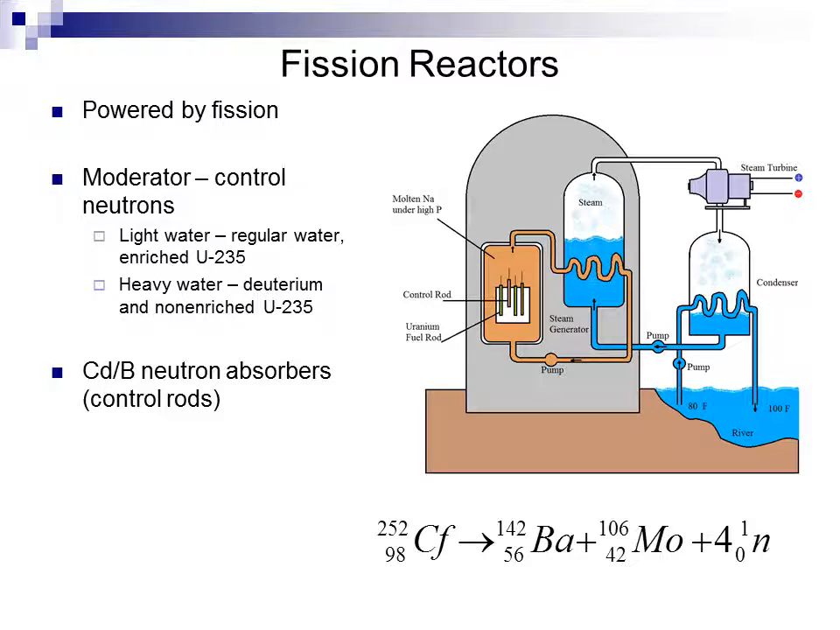Either cadmium or boron are typically used as control rods, which are neutron absorbers to help slow down the nuclear reaction. The control rods can be inserted to varying depths within the nuclear reactor and absorb differing amounts of neutrons at any particular time.